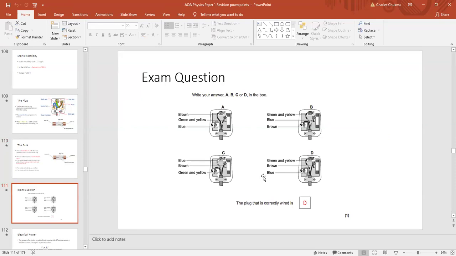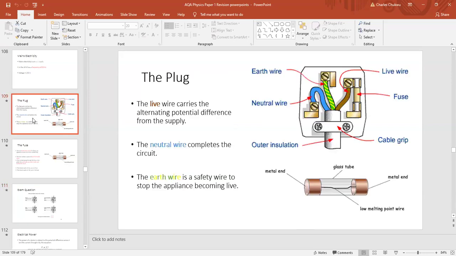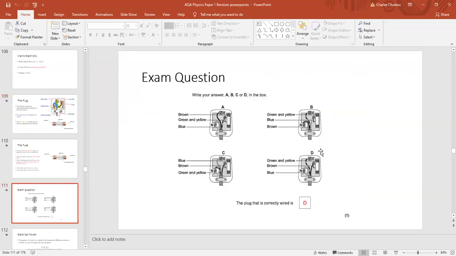The question is about the colors. So that would make me go back to that diagram so that we take note of the colors. The correct answer is D. The earth wire is green and yellow, while the live wire is brown and the neutral wire is blue. So if you look at the diagram, everything matches what we see. Now, I don't know if you've opened up some plugs. They don't really follow this convention all the time. But let's just pretend we're in a perfect world and everything goes with the flow. So yeah.